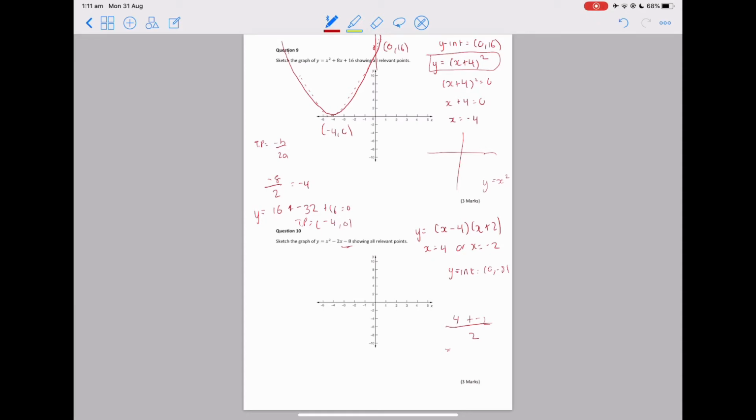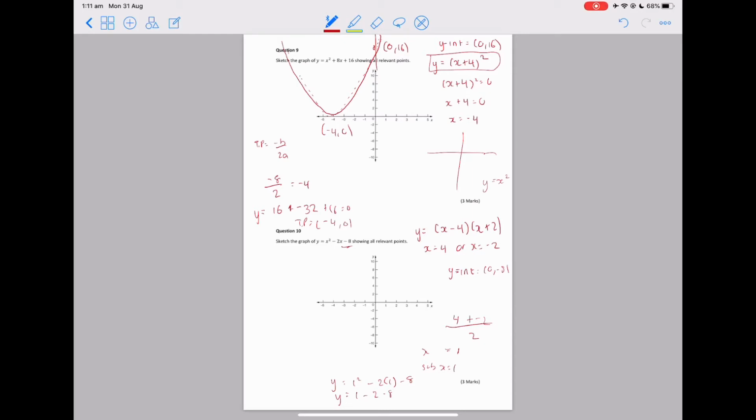2 divided by 2 is equal to 1. So that's the x value of your turning point. So sub x is equal to 1 into the original equation. So if you do that, it will be y is equal to 1 squared minus 2 times 1 minus 8. That's y is equal to 1 minus 2 minus 8.